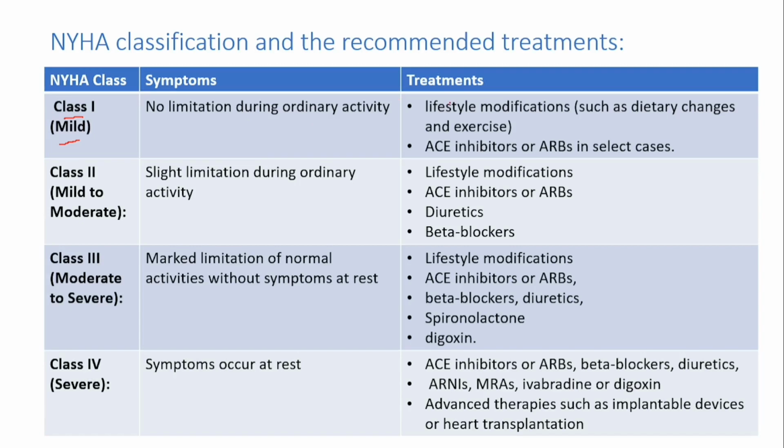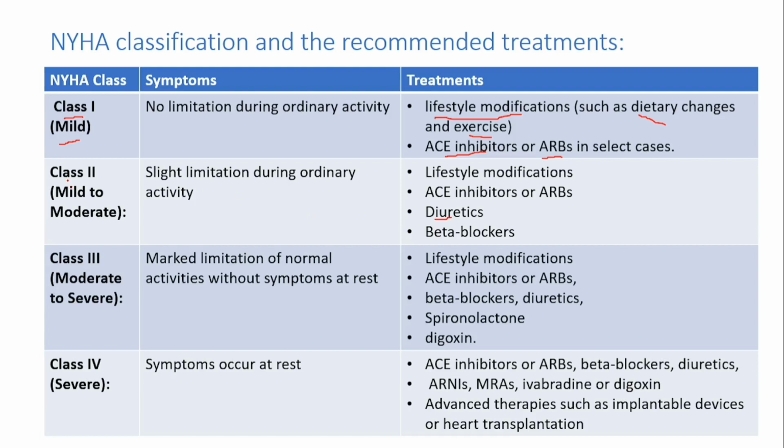So in class 1, the treatment option will be lifestyle modification, like dietary changes, like sodium restriction, fluid restriction, and exercise. And the drugs like the ACE inhibitors or ARBs, and also the diuretics, they are almost used in each of these four classes. Okay. So ACE inhibitors, ARBs, and diuretics, remember, in all classes.